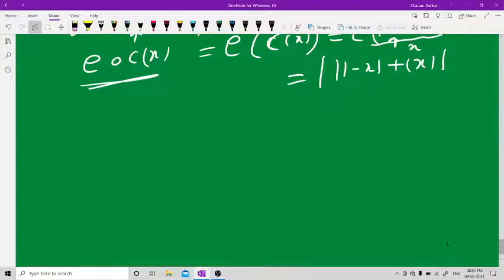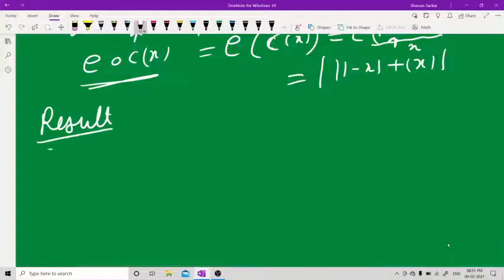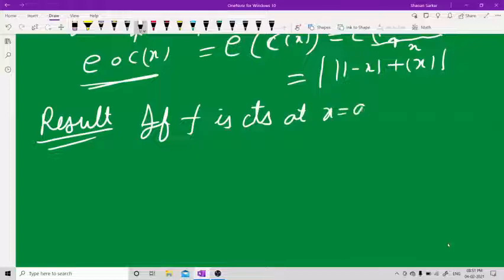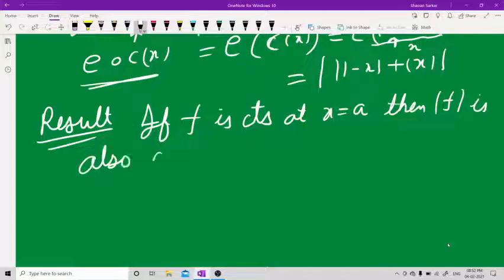The result is: if f is continuous (CTS) at x equal to a, then mod of f is also continuous at x equal to a. You can write it this way also. Let's see why.